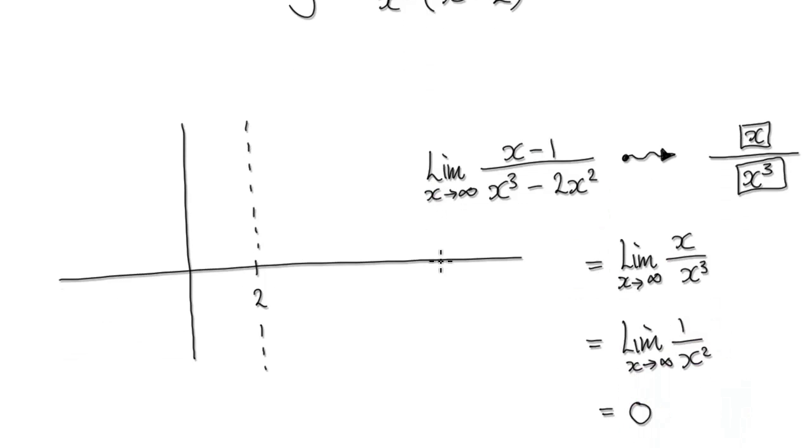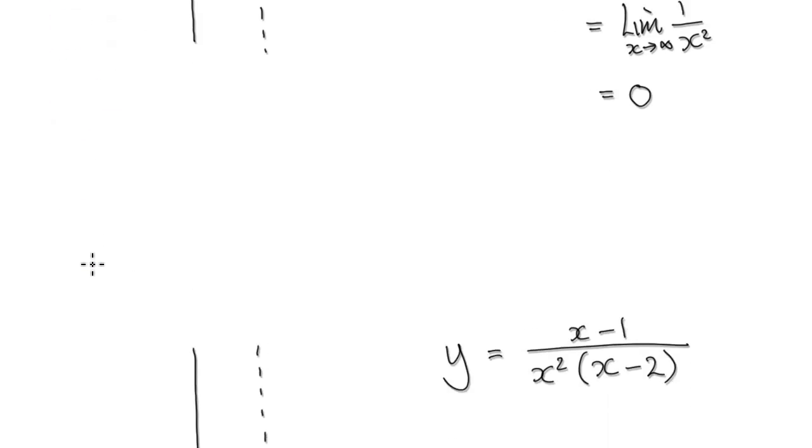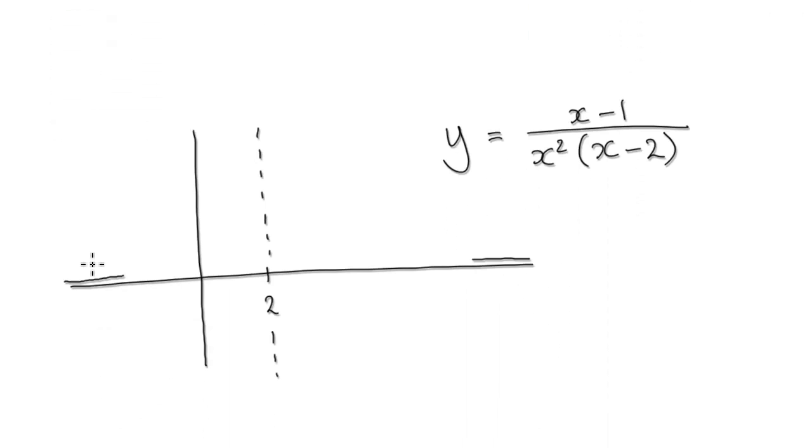So we know the graph will look like this. It's heading towards 0 from above. And the same argument goes when x heads towards negative infinity. It will act like this. It will head towards 0 from above. So we know the graph looks like this. Heads towards 0 from above, heads towards 0 from above.